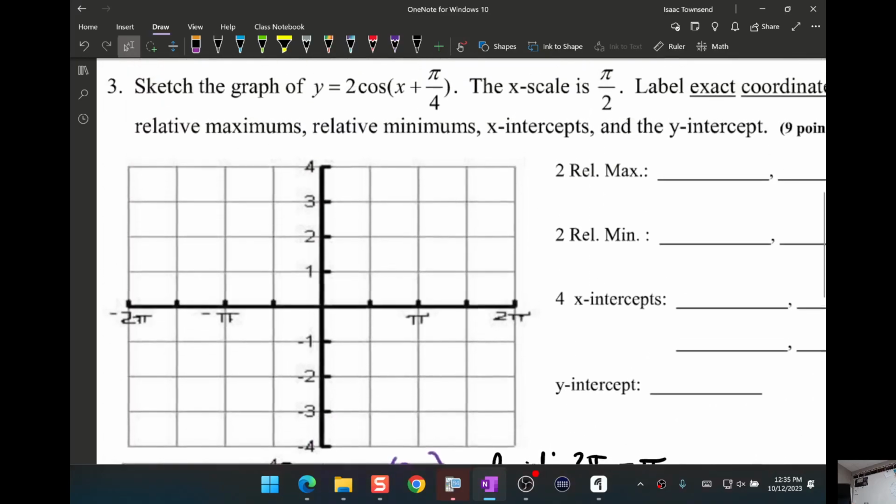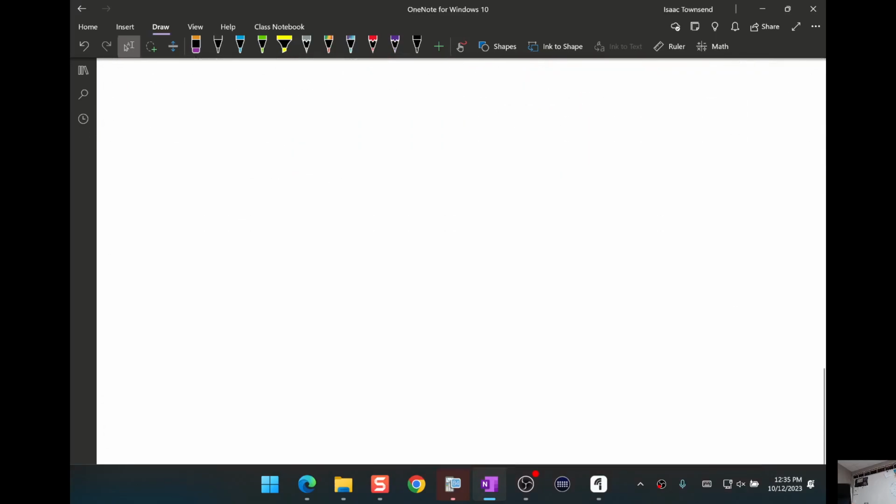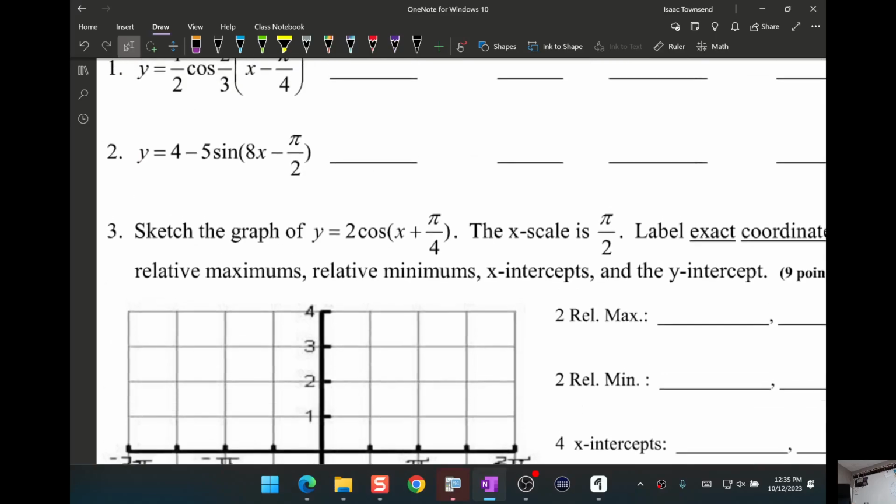Okay, others from 4 or 5. Again, you should expect this to be roughly about a third of your test.